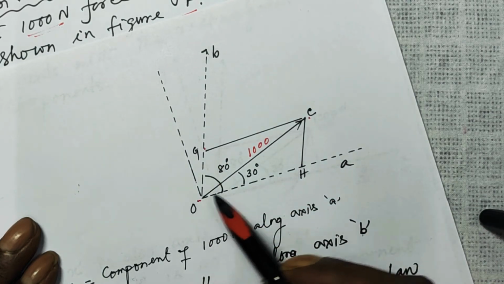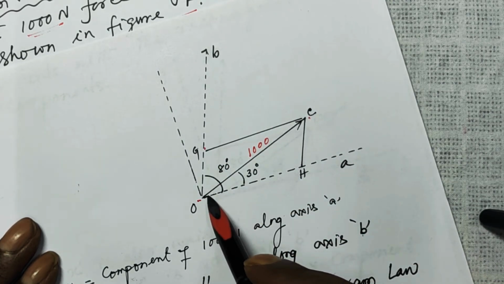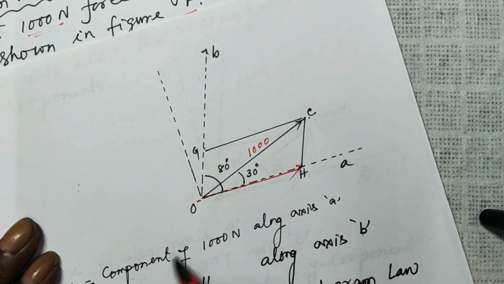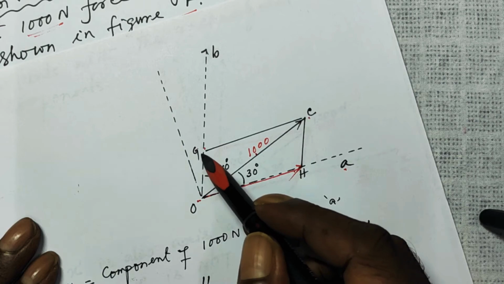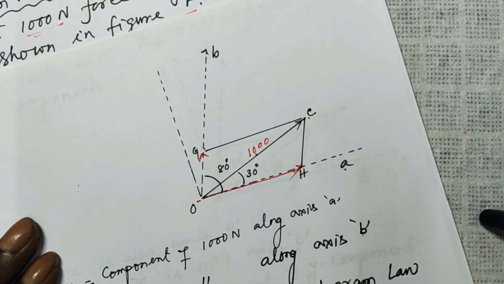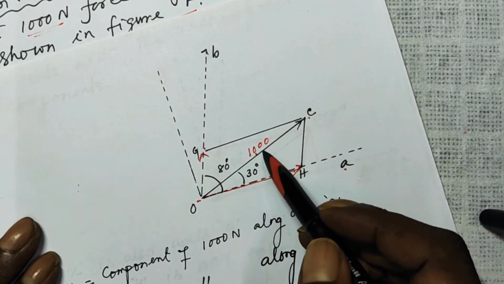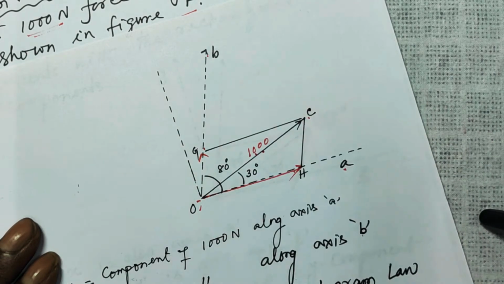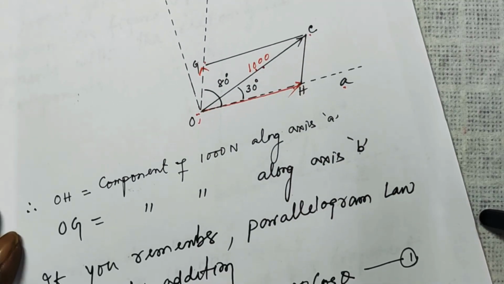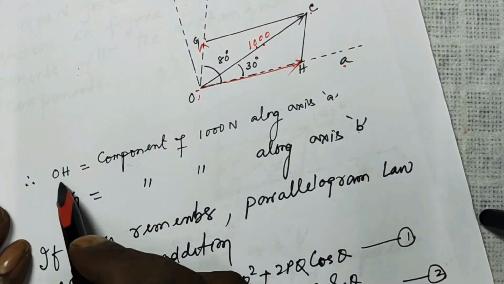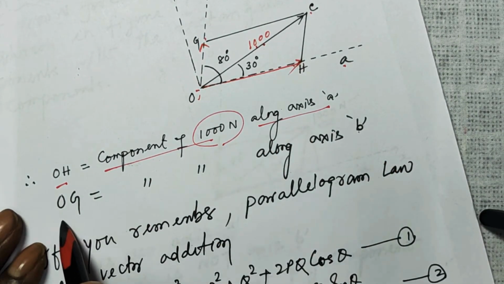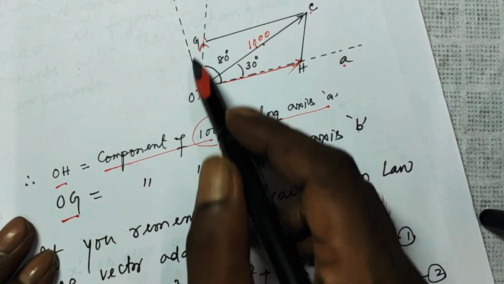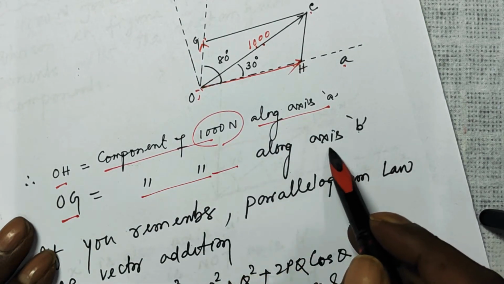OHCGO, and therefore this is the component of this 1000 Newton along axis A, and from O to G is the component of this 1000 Newton force along the B axis. That is what I have written here. So OH is equal to the component of the 1000 Newton force along axis A, and OG, from O to G, is the component of 1000 Newton along axis B.